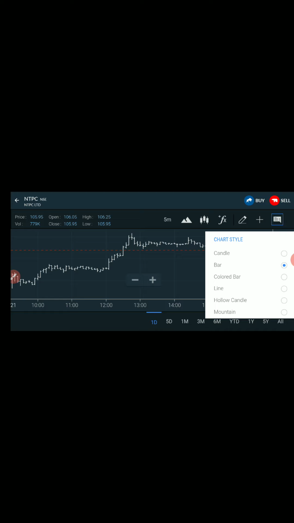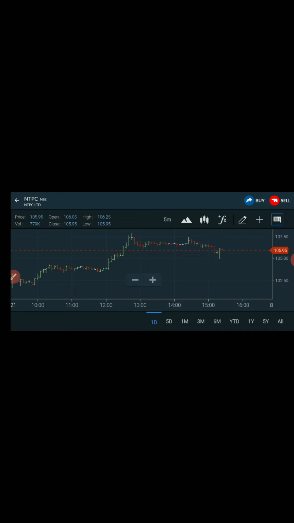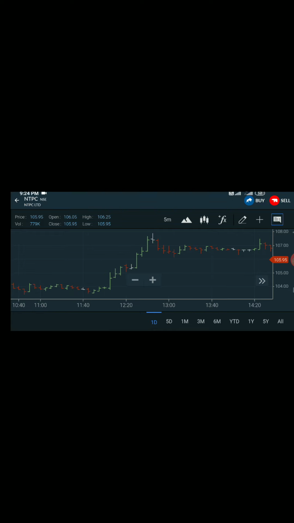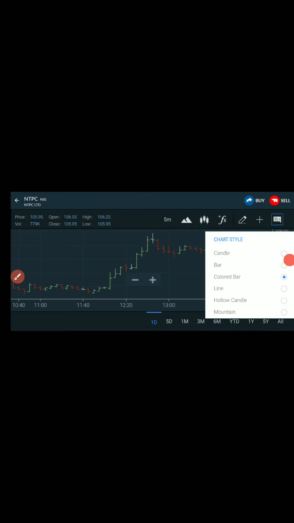Now we can see the next one, color bar. This is the same as bar chart. The difference is, if it is uptrend, it will be green, and if it is downtrend, it will be red. And this white you can see, it indicates opening and closing price is almost the same, so it will be white. Now you can see the next one, line chart.